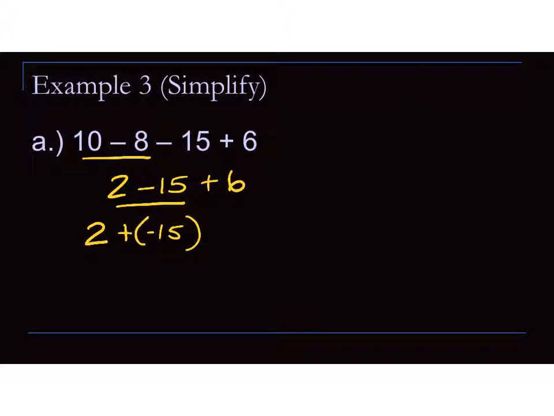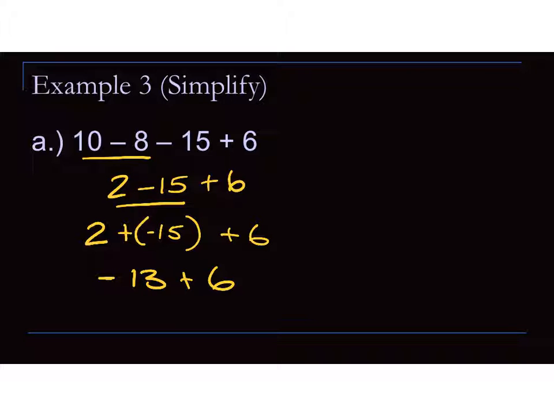Now I've got a positive 2 and a negative 15. Is that answer going to be positive or negative? Negative. It's going to end up being negative. And what am I going to do with the 2 and the 15? Subtract them. 15 minus 2 is 13. Now I'm down to negative 13 plus 6.